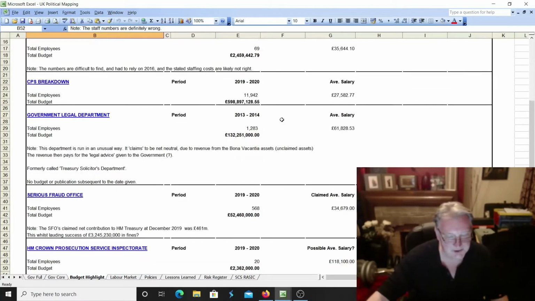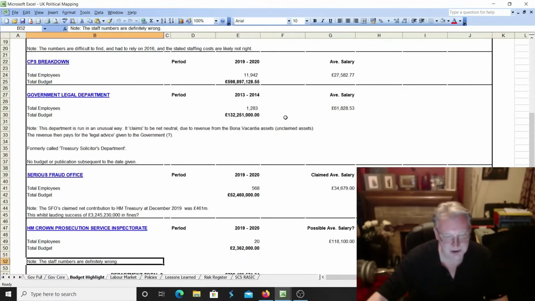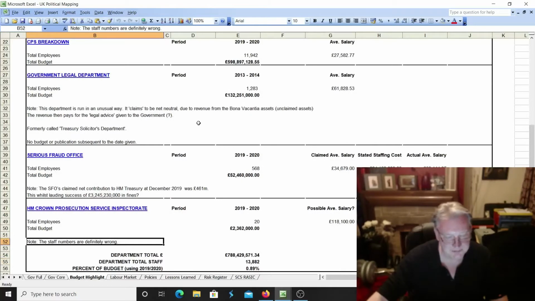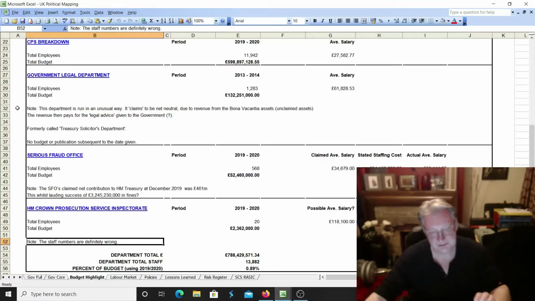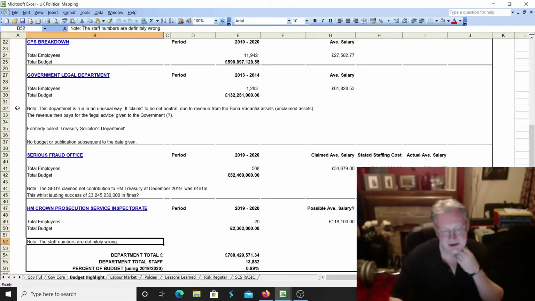But the key areas where further information was required have been around the government legal department and the Serious Fraud Office particularly. So for this particular sheet I'll concentrate on those two, and the reason for those being particularly worthy of further investigation at the right time going forward is that the government legal department has a process of not just being funded by government as such.